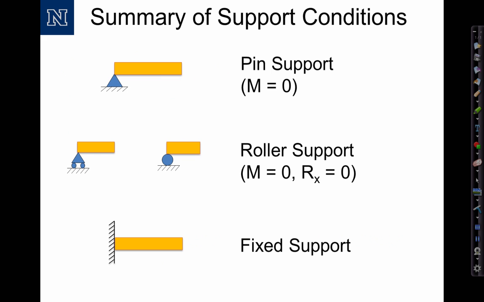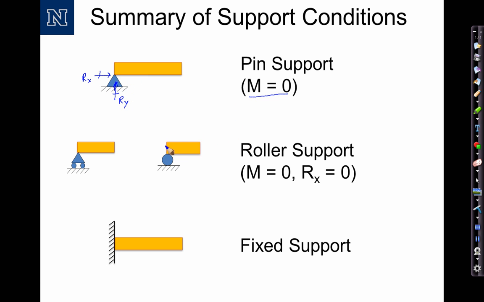Let's review the support conditions that we're used to looking at. The first one we have here is a pin support. A pin support allows free rotation at the end, so the moment is equal to 0. However, it constrains movement in the x and the y direction, so as a result it can develop a reaction in x and a reaction in y. A pin support is generally shown by a triangle.